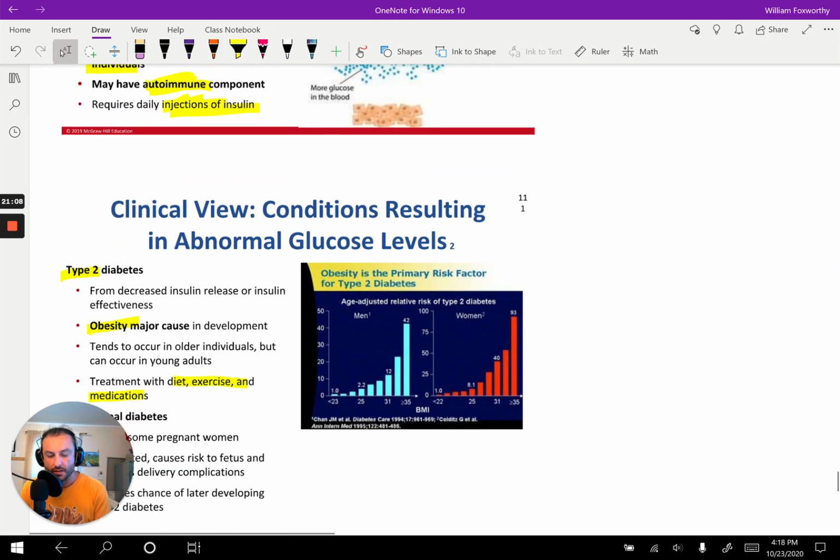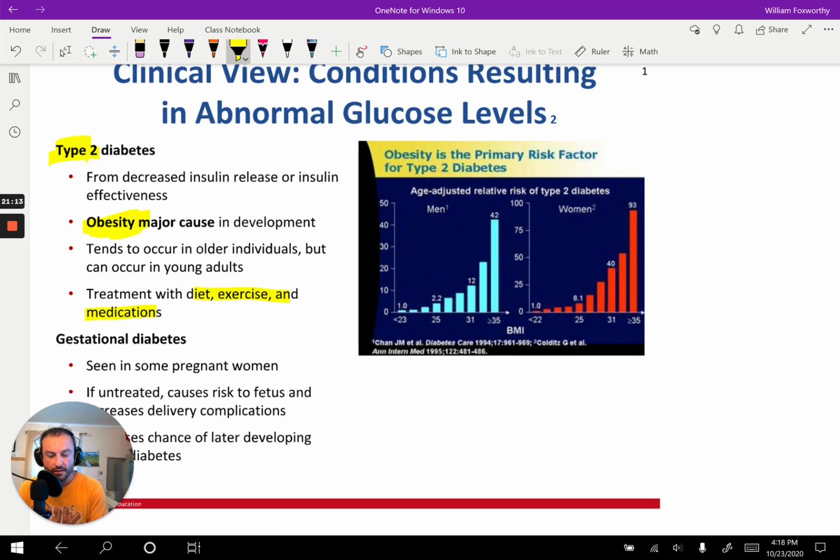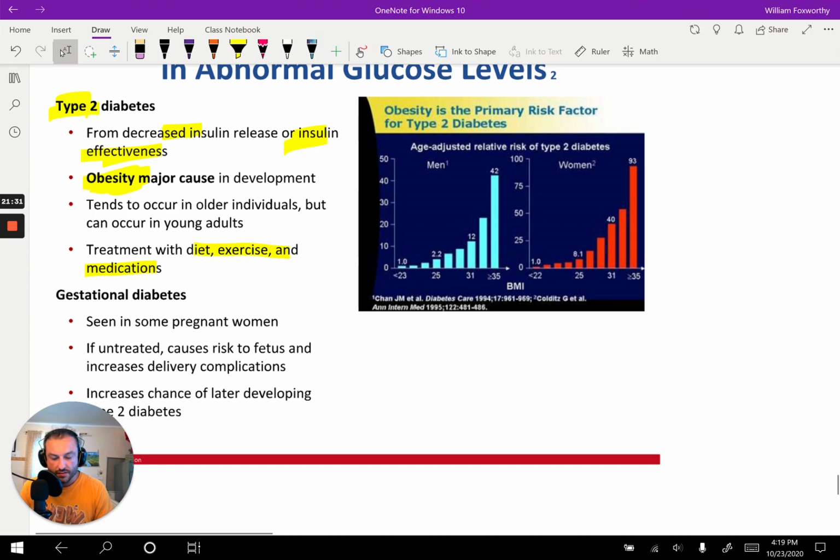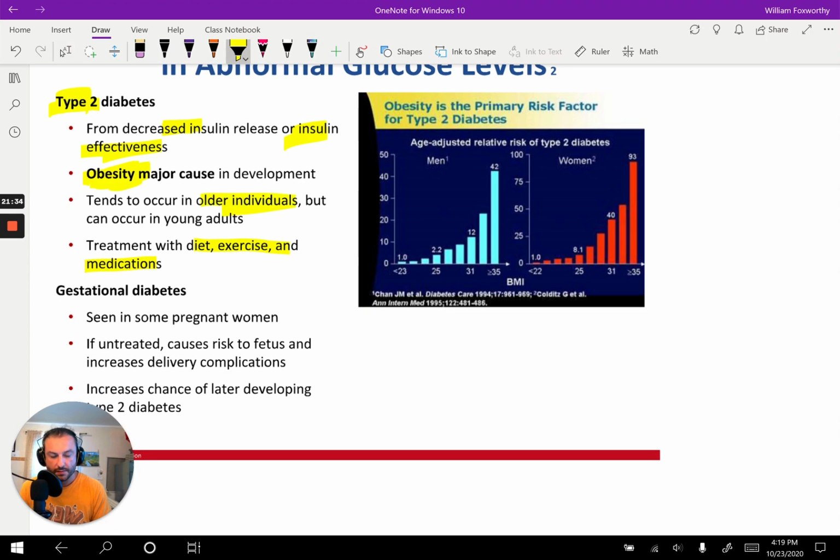The other form of diabetes is type 2 diabetes, in which obesity is a major cause. This results in a decrease in insulin effectiveness, and may also result in a decrease in insulin release. So obesity is a major cause, and this tends to occur in older people. But as obesity increases in the younger population in the United States and many places in the world, then you'll see type 2 diabetes going up in younger people as well.